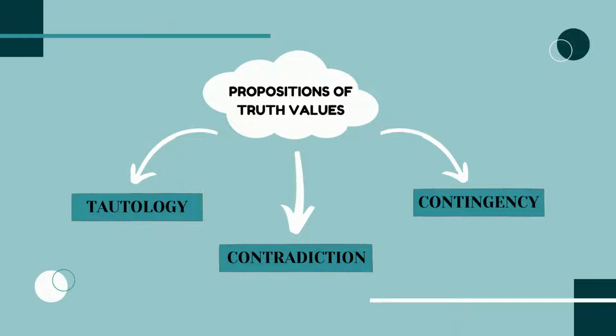Next, we move to the second subtopic, which is propositions of truth value. The first one, we have tautology. The second one, contradiction. And the last one, contingency.